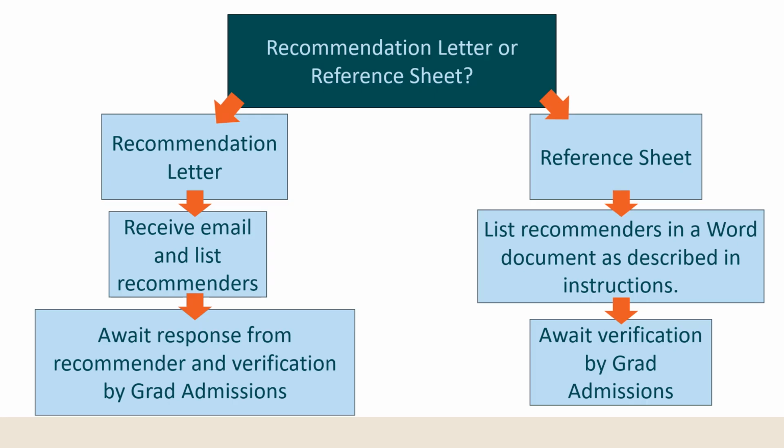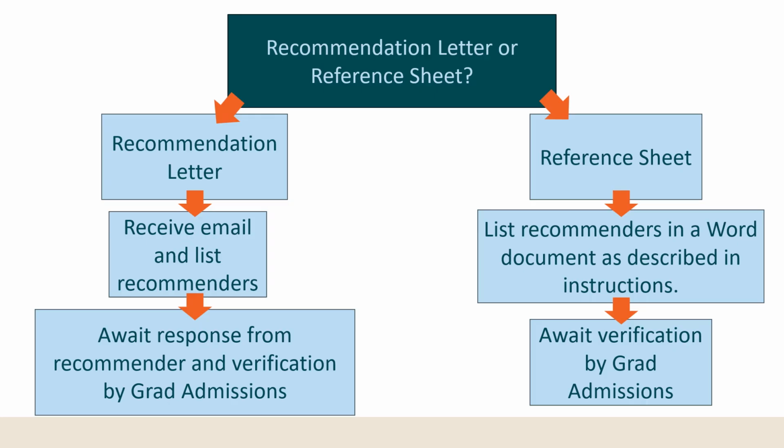I want to take a moment to discuss how to provide recommendation letters or a reference sheet. Not all programs require recommendation letters or a reference sheet. If your program requires recommendation letters, you will receive an email asking you to list your recommenders. You will need to provide their names and email addresses. If your program requires more than one recommendation, when you open the link to list your recommenders, please list them all at the same time. When you submit their information, it will send them an email requesting their recommendation. Once they provide their recommendation, Graduate Admissions will verify it and mark it Received Verified. It will be marked Not Received even if you have listed them until your recommender has responded to the request.